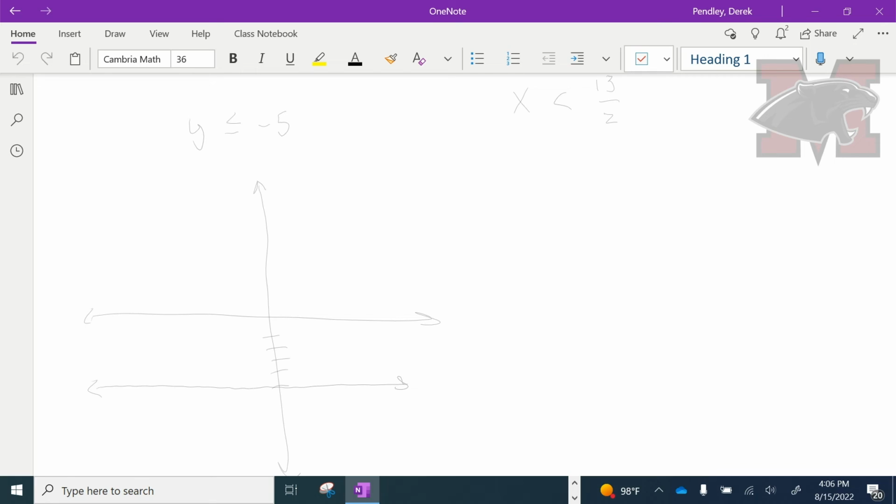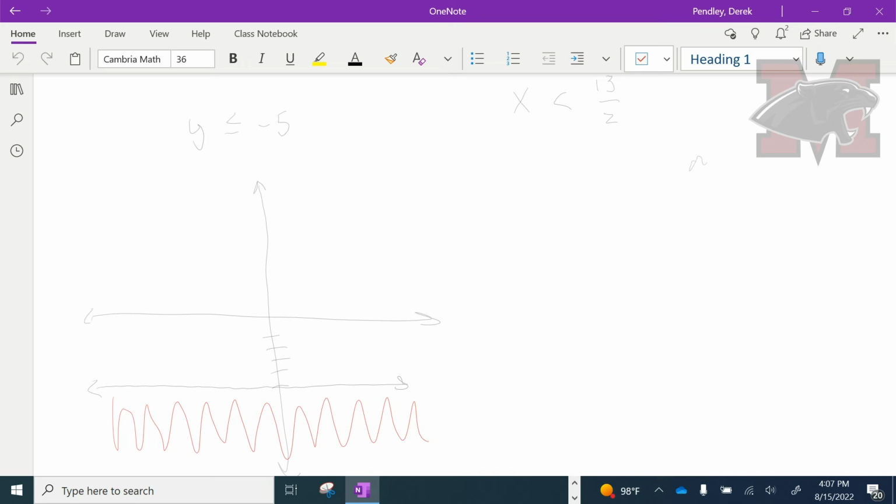So remember, for testing purposes, we're going to test the origin (0, 0). In the origin, the y value is 0. So is 0 less than or equal to -5? The answer is no. So therefore, we need to shade the other side. These are where the y values are less than -5. So anything in that area up to the line and including the line.